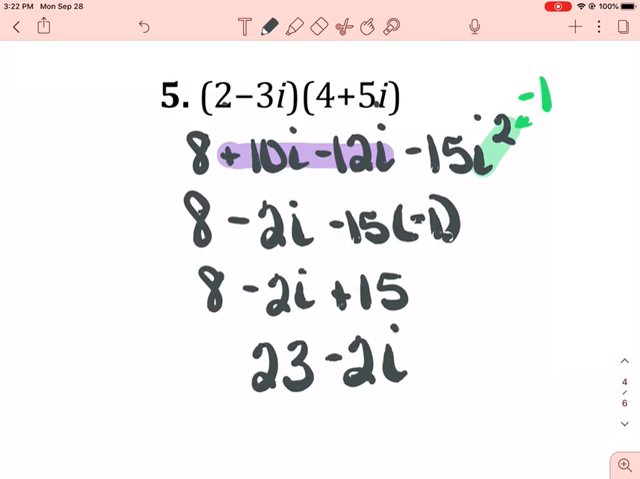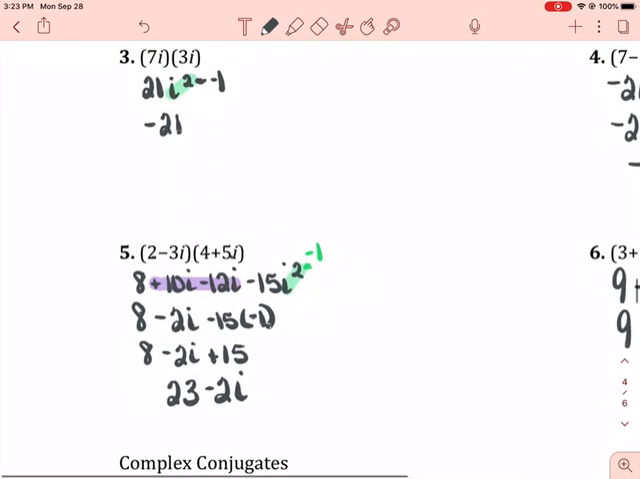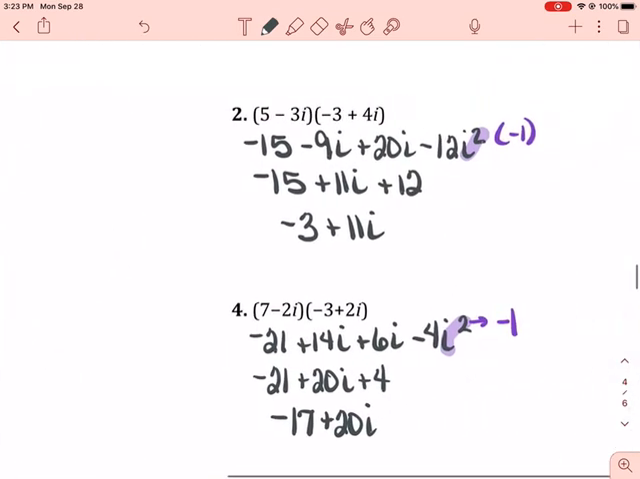So 30i squared is going to be negative 30. Negative 12i squared is going to become 12. Okay, so it's just going to change the sign in front. All right, so try 2, 4, and 6 and see if you guys get the right answer.